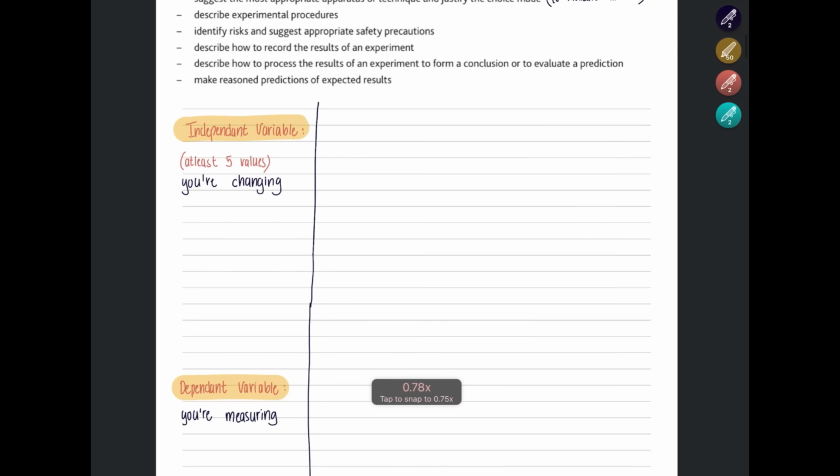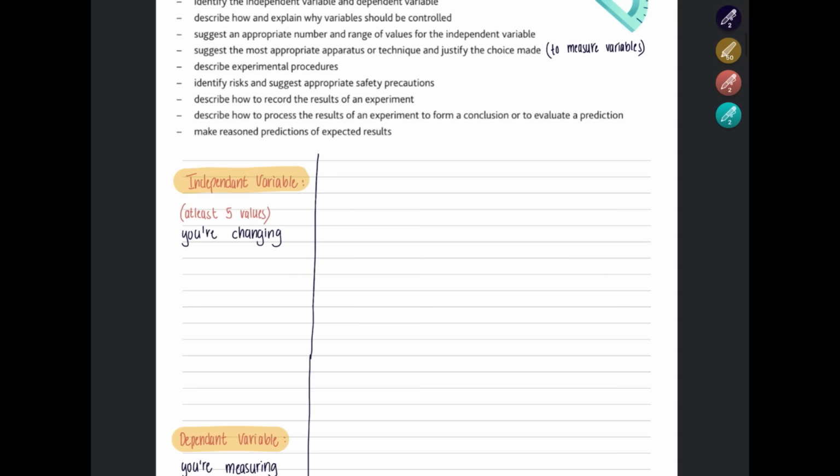First, let's identify the independent variable. Remember, the independent variable is the variable that you are changing. The dependent variable, on the other hand, is something that you are measuring. A dependent variable depends on the independent variable. You basically have to identify the relationship between both of them.